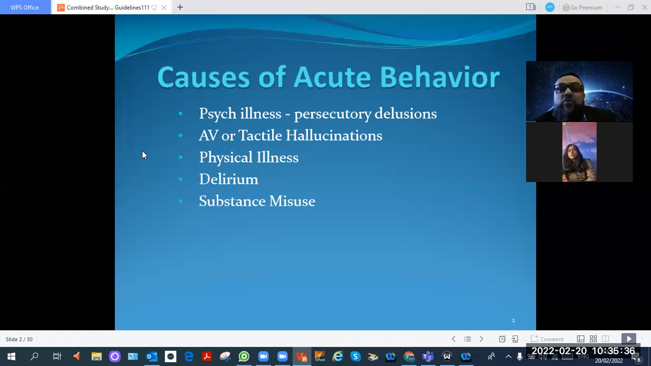In psychiatric units, usually it's psychiatric illnesses: persecutory delusions, command hallucinations, other derogatory hallucinations, tactile hallucinations. The patient becomes so agitated and paranoid that they start shouting and screaming.